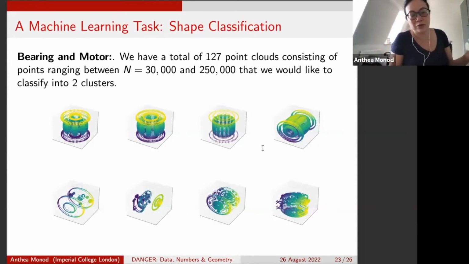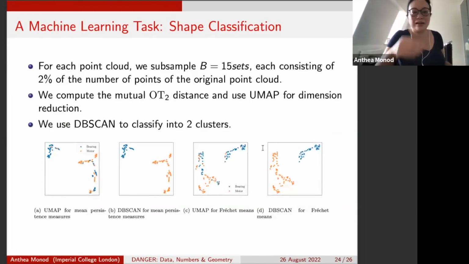And we'd like to classify them into two clusters. We would like to classify these images as either bearing or motor. So we did that using our approach here. We subsampled 15 sets corresponding to 2% of the number of points of the original point cloud. Then we computed the mutual optimal partial transport distance and used UMAP for dimensionality reduction, and then DBSCAN for clustering. And what we saw is quite good behavior in terms of separation between bearing and motor here.